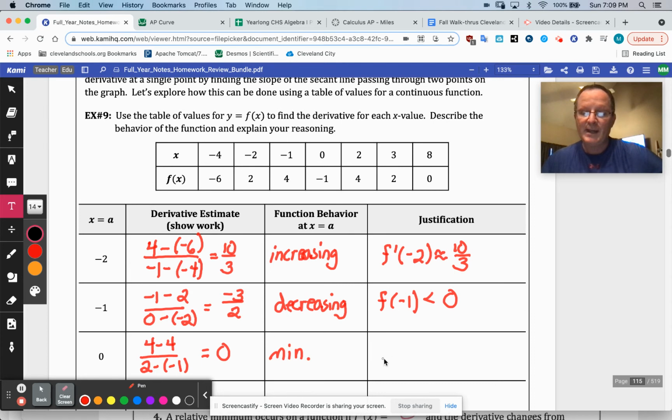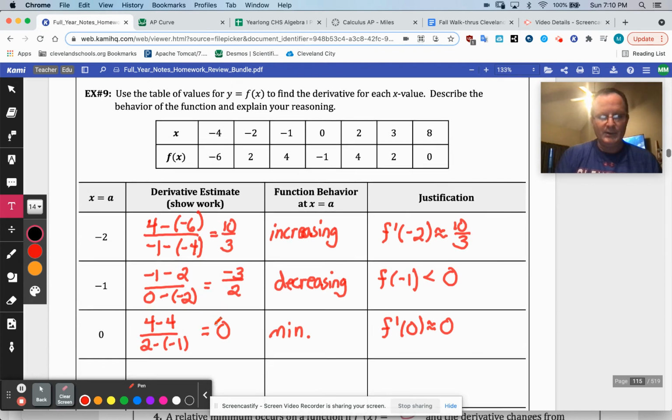My justification is f prime of 0 is equal to 0, maybe. It might be 0. We're estimating it to be 0. And also, the y values were higher before and after than at that point. So if it is true that the slope at that moment is 0, then it would be a minimum. Okay. All right. What else we got?